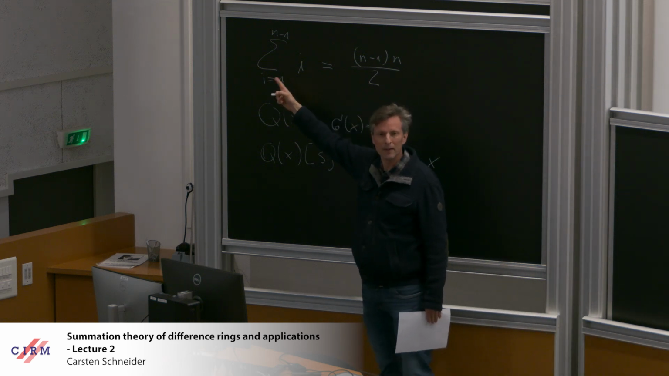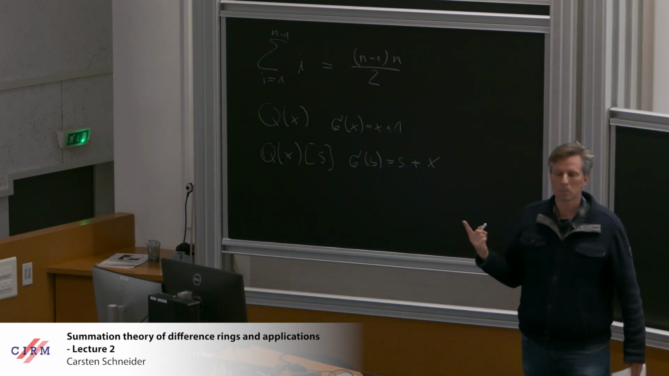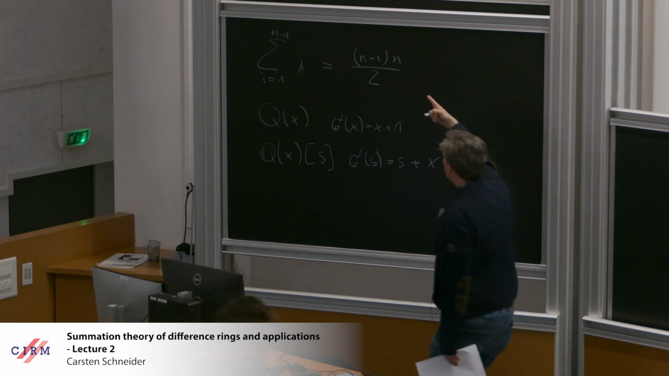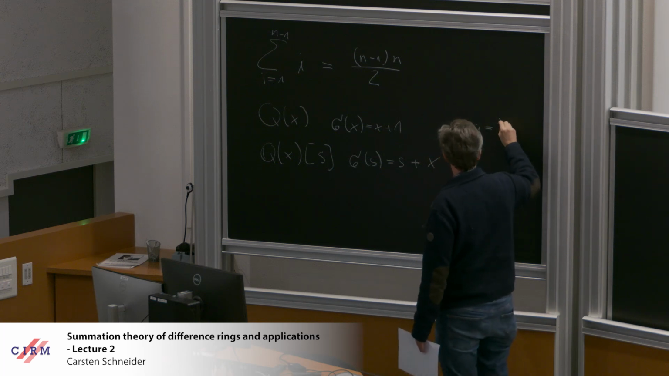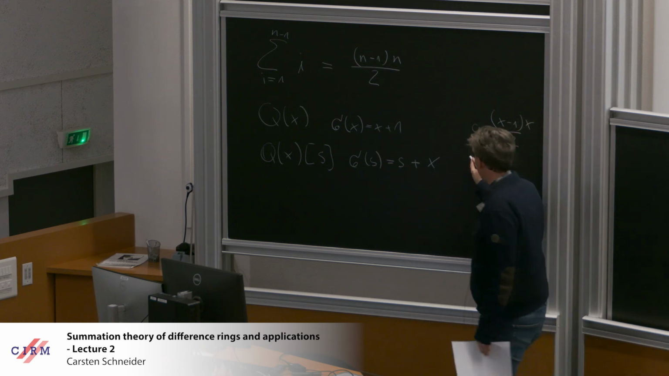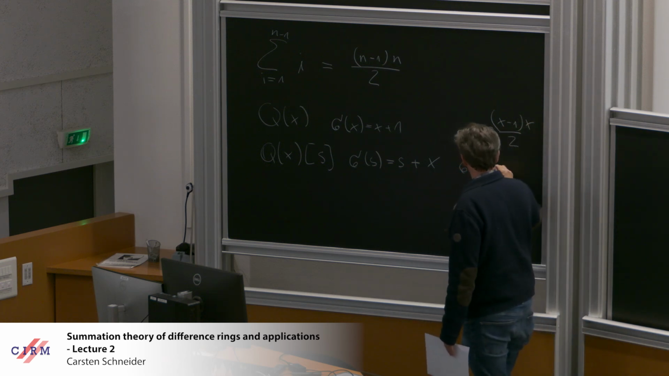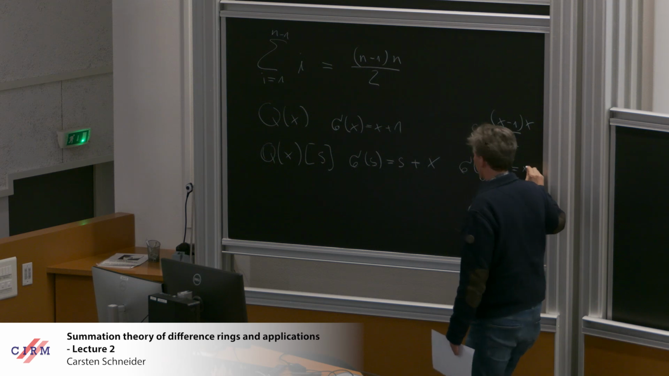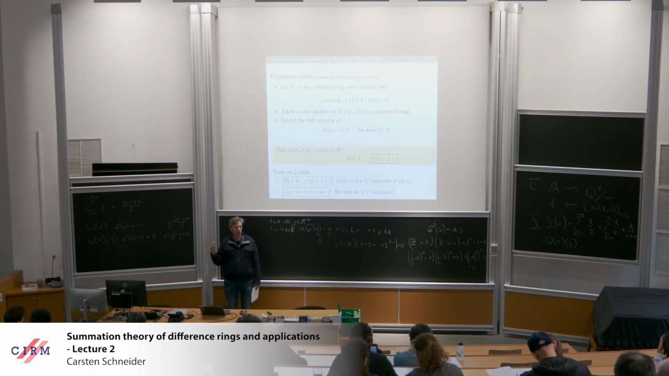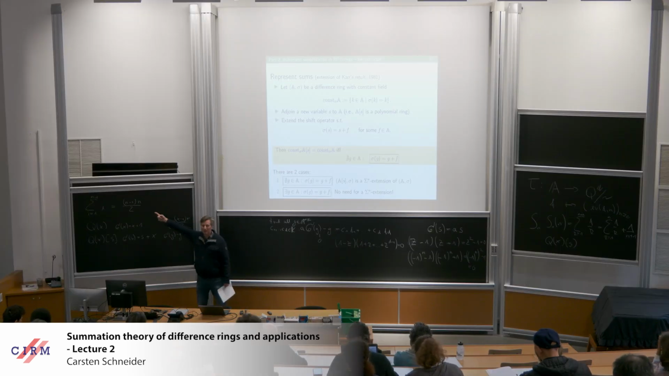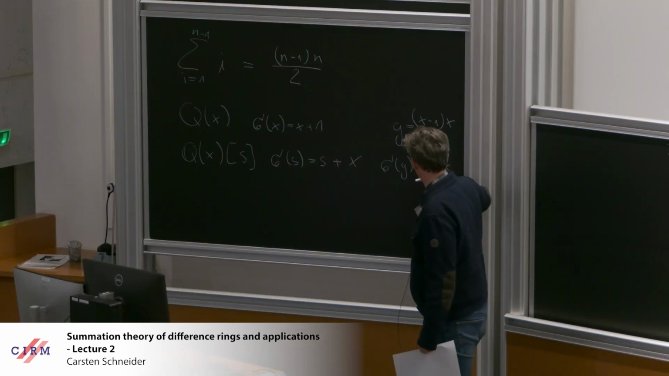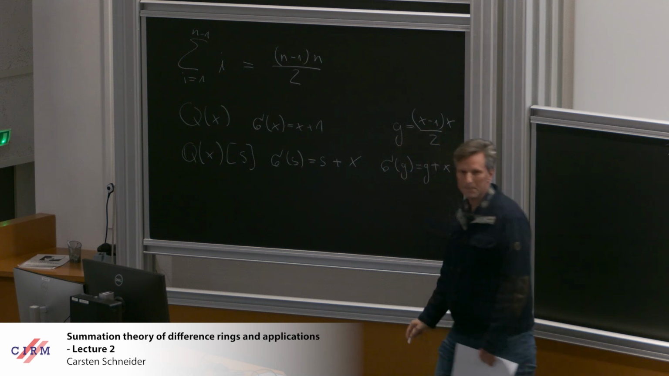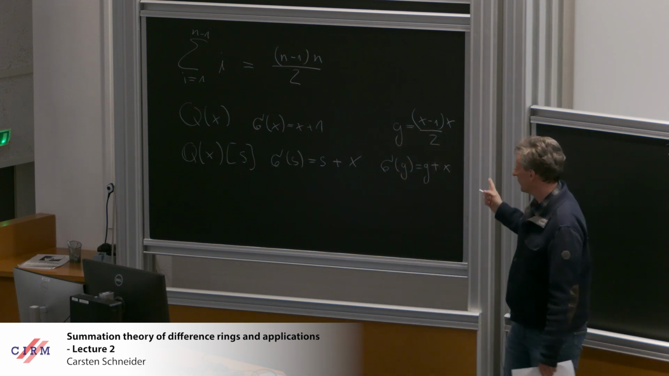If I shift the sum, it's the sum plus n. Or I can take g equals (x minus 1) times x divided by 2. And then I also have sigma g minus g equals x. It's a telescoping solution of the Gauss sum. Or I can write it like this. So you see, I find two solutions.